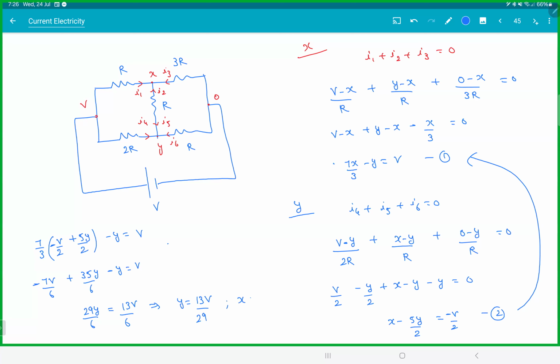And what about the value of x? Anyone got x? You have to substitute here. So how much are you getting? X is 18 by 29, it seems. There, you got the value of x and the value of y. What do you want to find? Resistance.